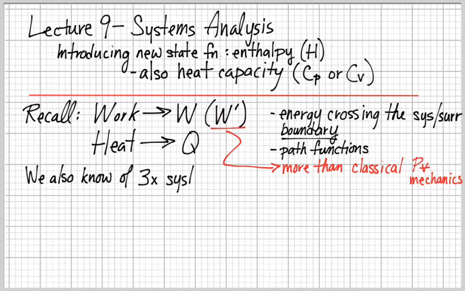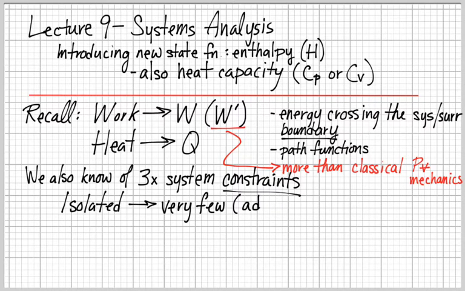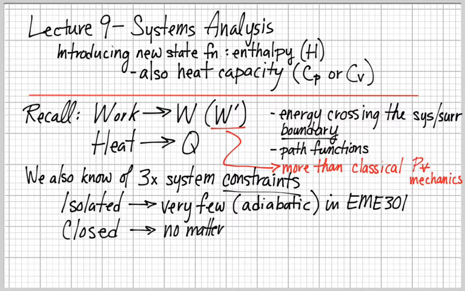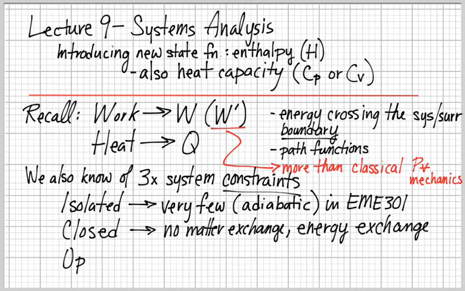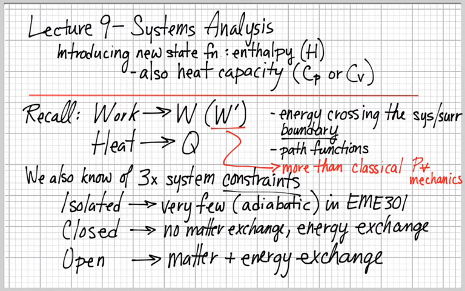Now, again in reviewing, we also know that there are three major system constraints that we describe. An isolated system, in which case neither mass nor energy can cross the boundary. We have very few systems like that in EME 301. That would also be called an adiabatic system. We have closed systems where we have no matter exchange but energy exchange happening across the boundary, and of course open systems where matter and energy exchange across the boundary. So today we're doing systems analysis on both closed systems and open systems. Let's start with the closed system.